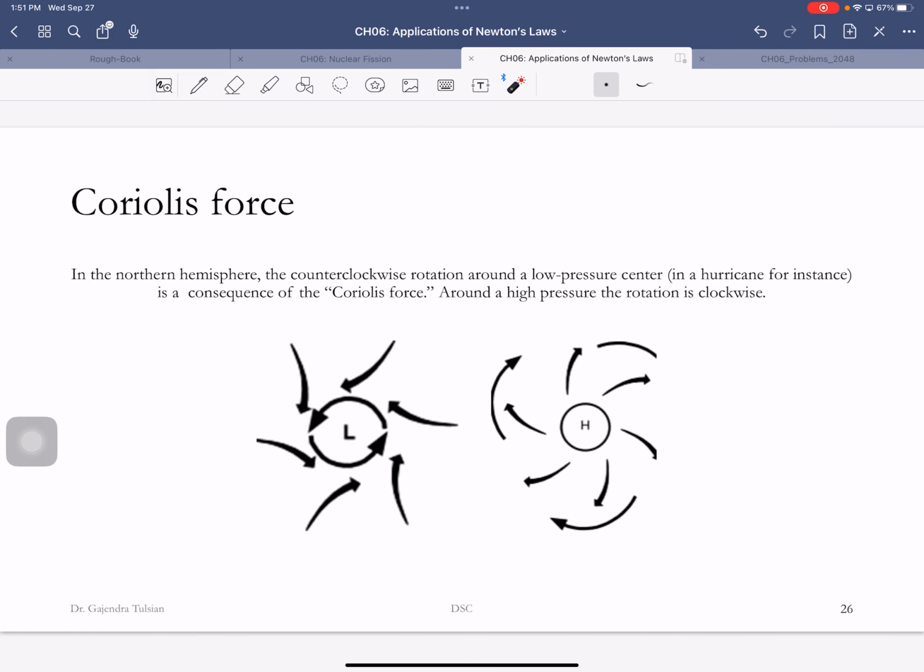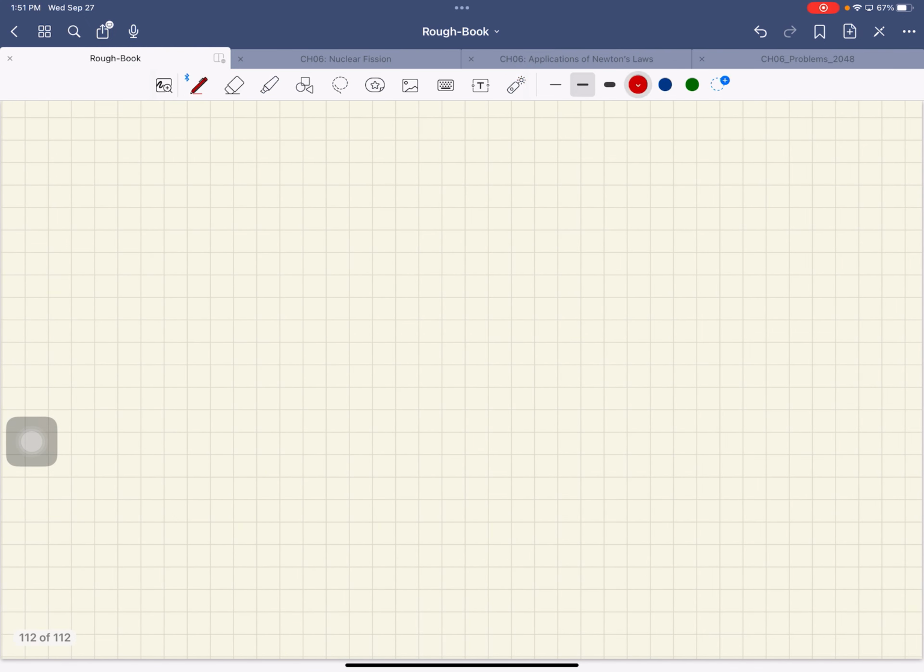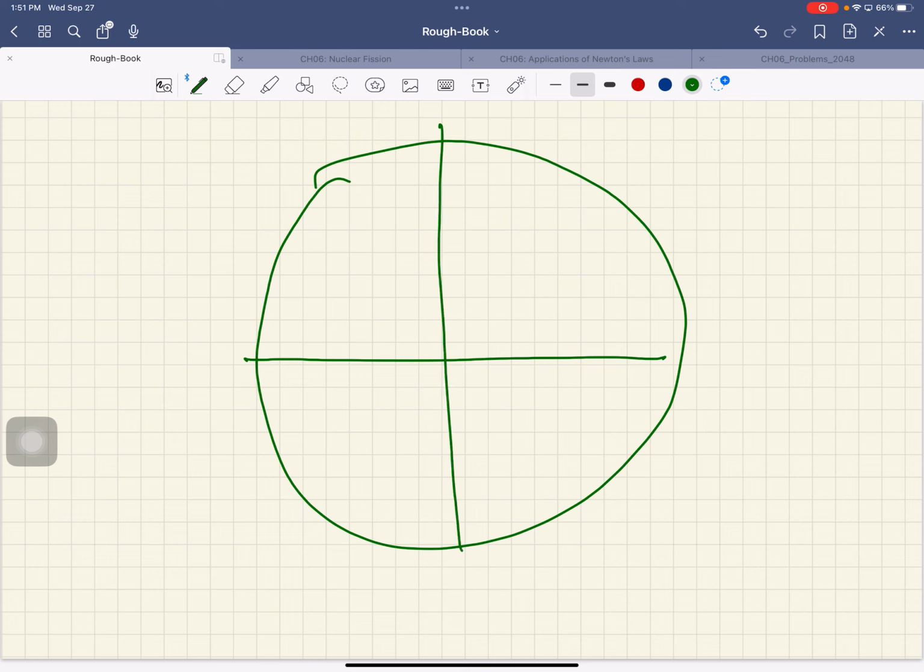You guys have heard of Coriolis forces? You guys know that hurricanes go counterclockwise in the northern hemisphere. So here's the following. The Earth is spinning. How long does it take to go around?